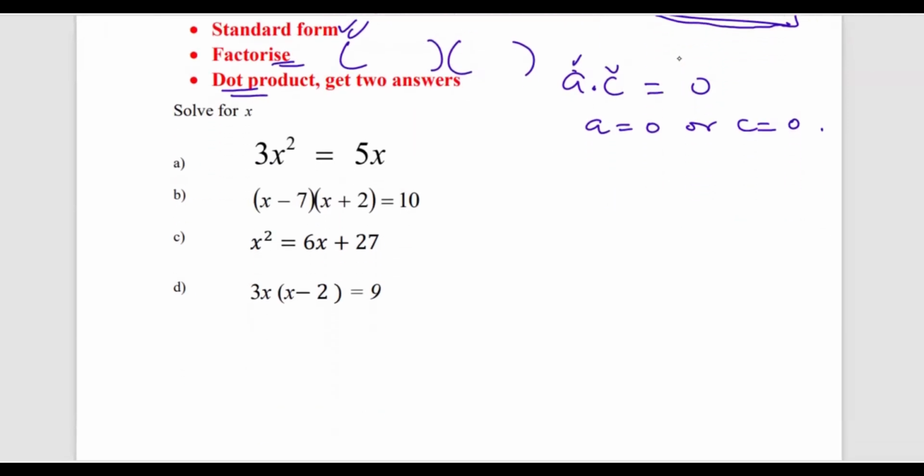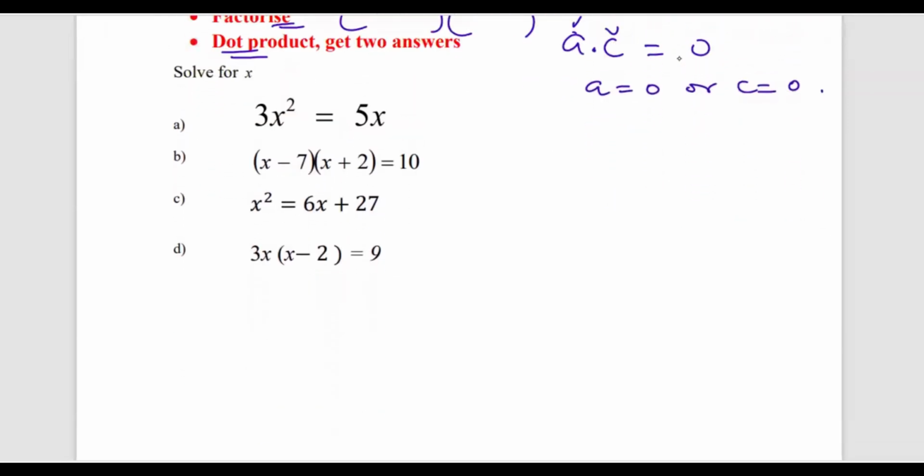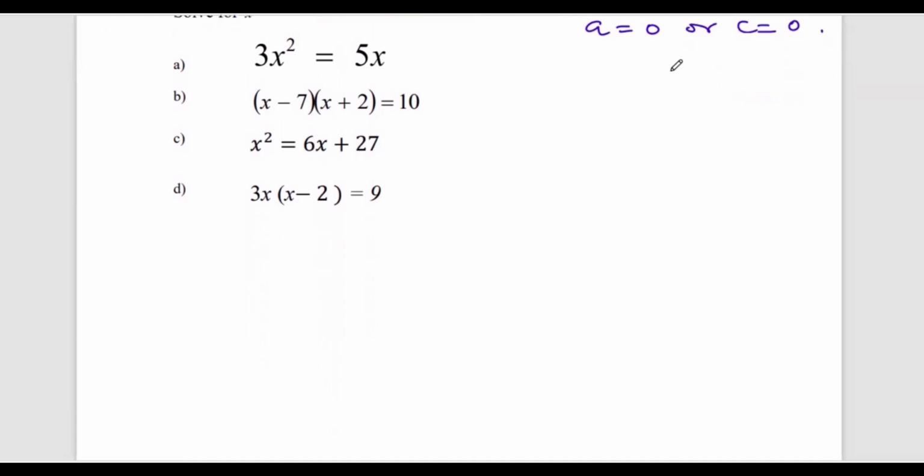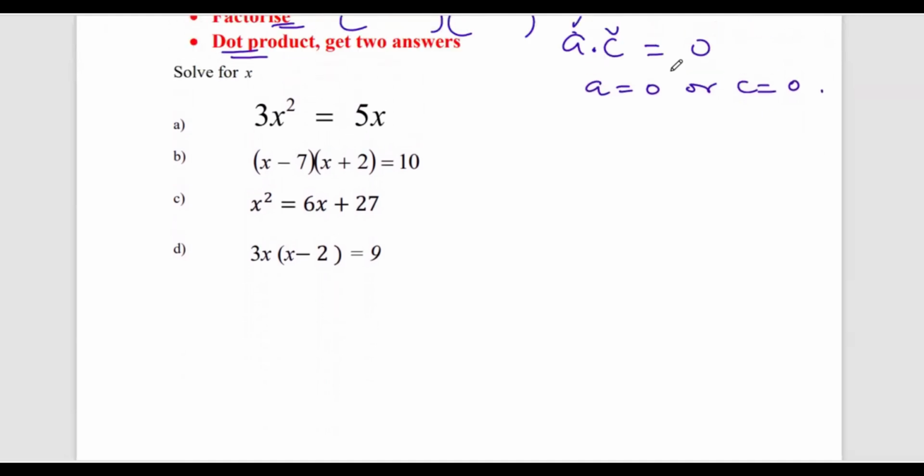What this means is that we should avoid canceling out what we feel is common across. Like in part A, do not be tempted to say there is x common, so we can cancel the x on both sides. No, that would be wrong. So let's create a standard form. So 3x squared, let's move the 5x that side, minus 5x is equal to 0. Then let's take out what is common, which is the factorization part. So x is out, we shall have x(3x minus 5) is equal to 0.